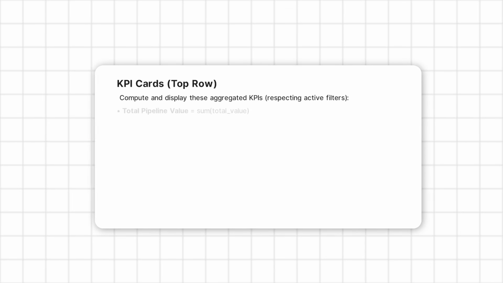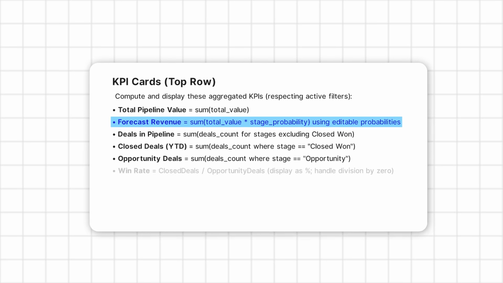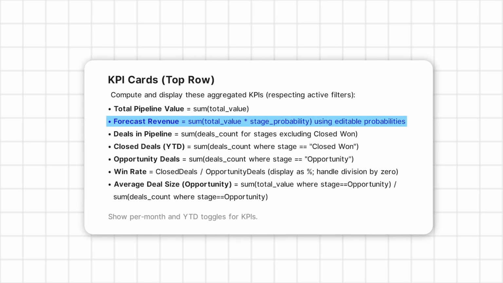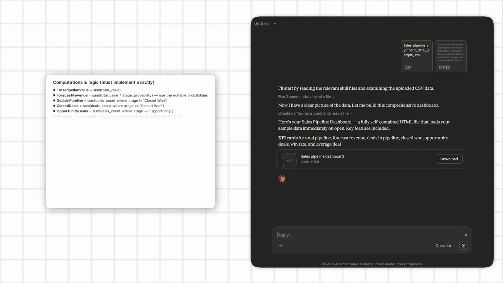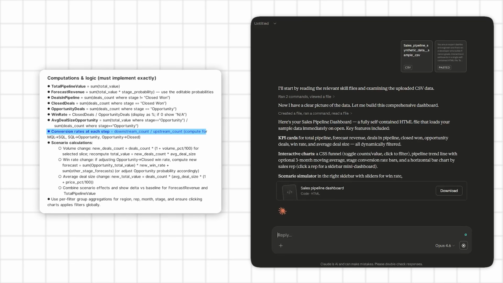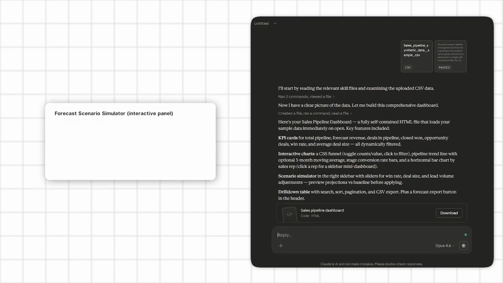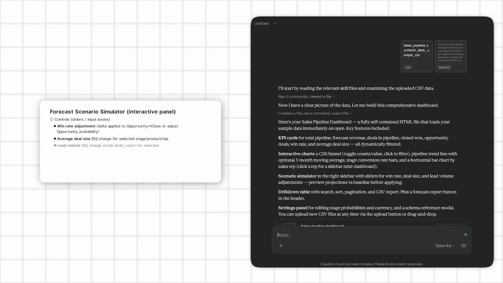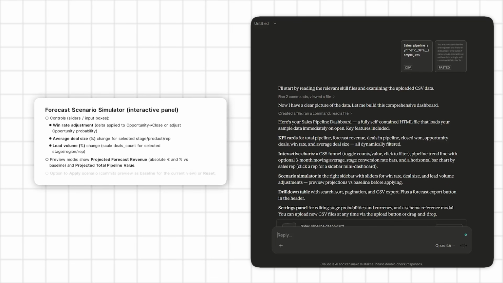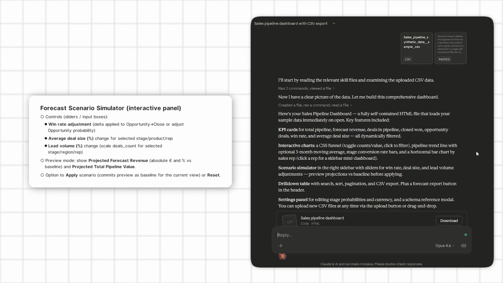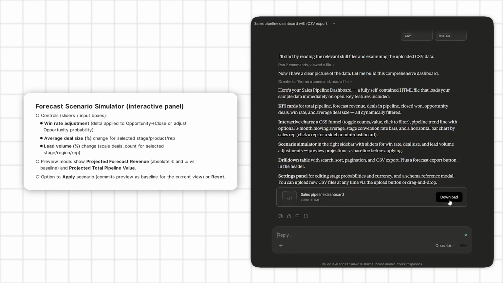So forecast revenue is computed by multiplying each deal's value by its stage probability. These probabilities are editable in a setting panel, so teams can adjust forecast conservatism based on their own historical close rates. Now the prompt also specifies conversion rate calculations between stages, a scenario simulator for volume and win rate changes, and a rep level performance view with individual pipeline distribution and close rates.